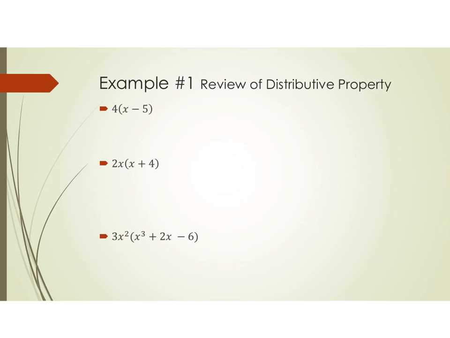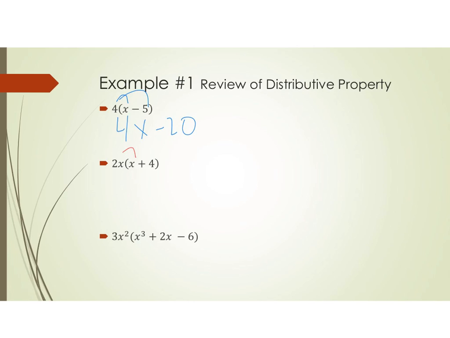Example 1 is just a review of the distributive property. Try these on your own and check with me. First one, distributing a 4. 4 times x gives me 4x. 4 times negative 5, negative 20. And the next one, I'm distributing a 2x.